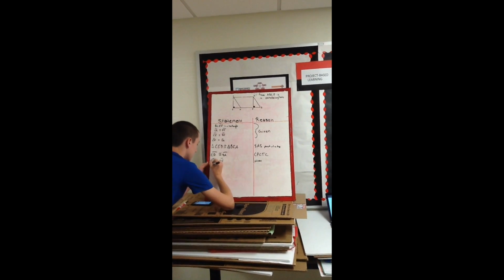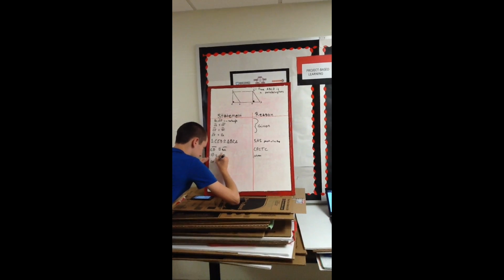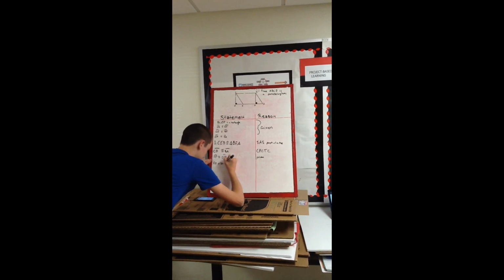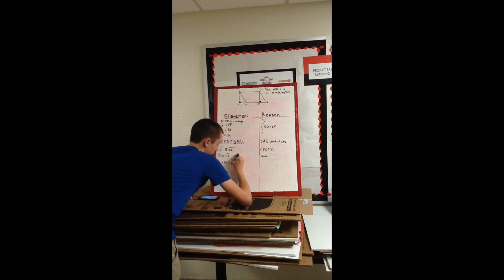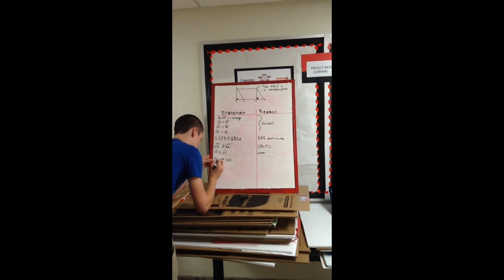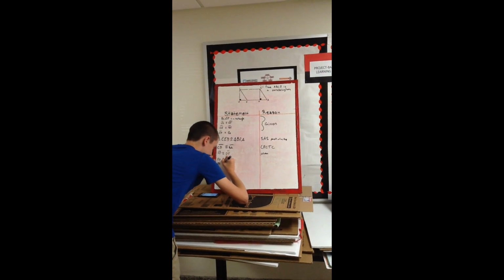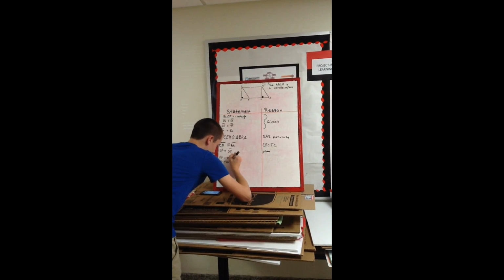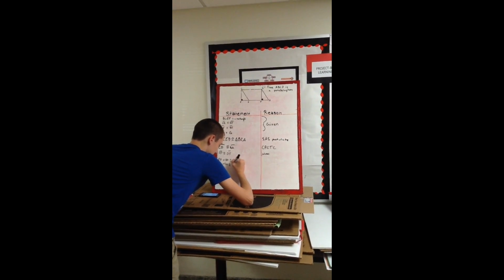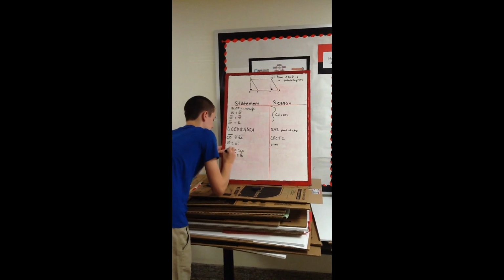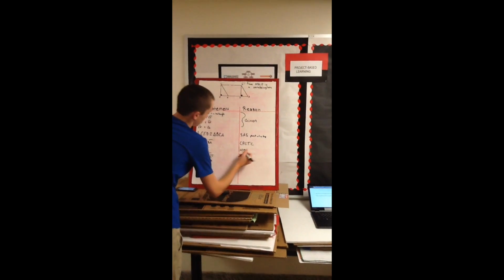ED plus DF is congruent to EF, and then DF plus FA is congruent to DA. And that is the segment addition postulate.